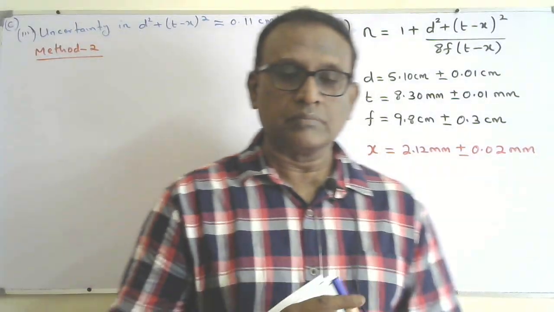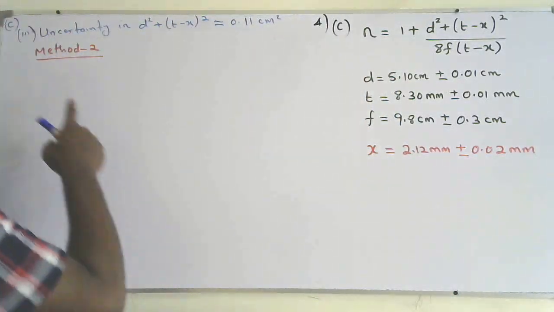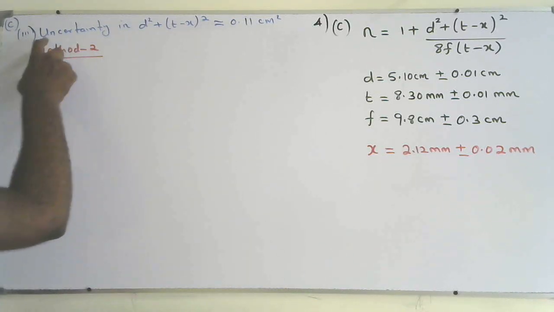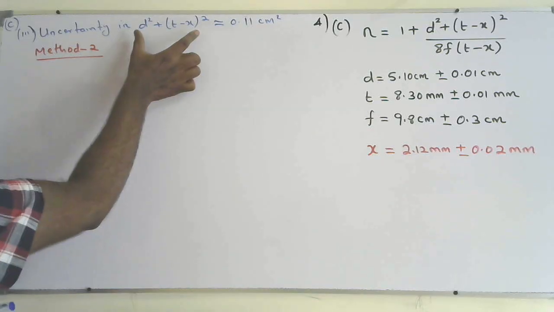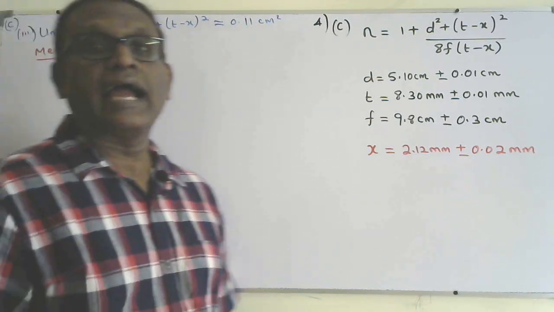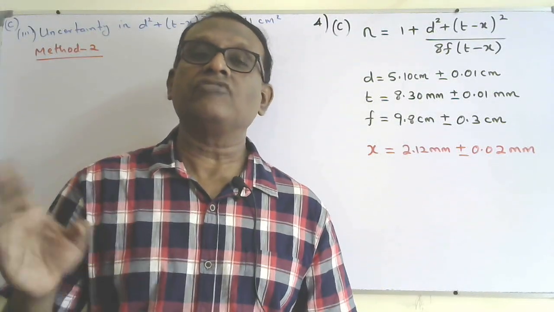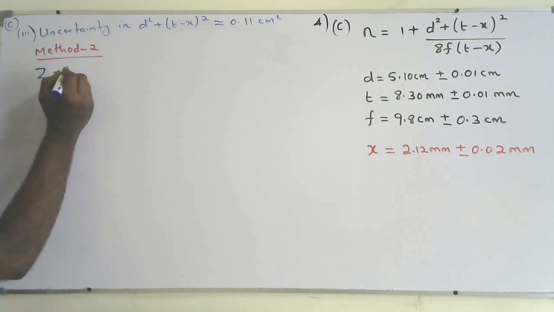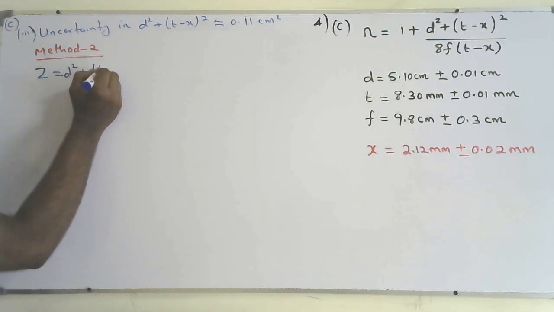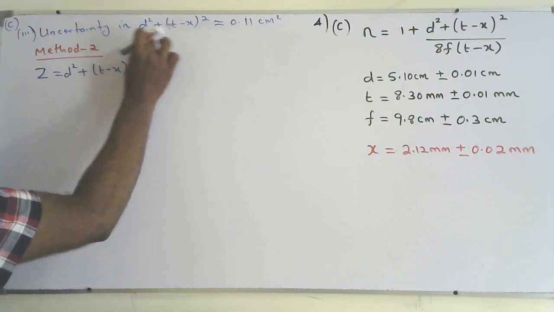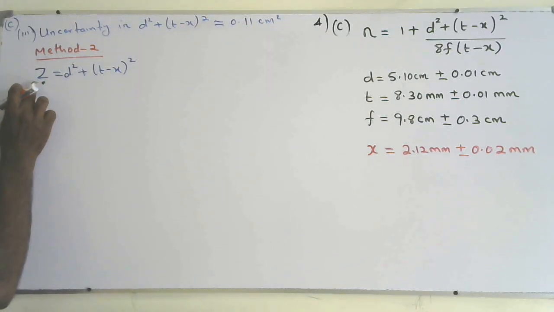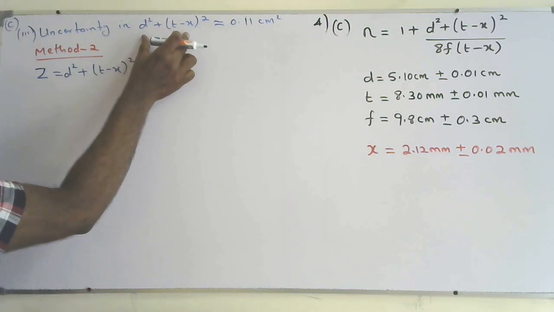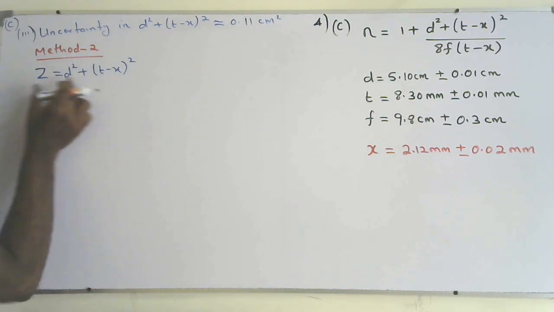Okay, so method 2 for the same question, part C, third part, question number 4. Okay, so I need to find the uncertainty in this one. So I'm going to find the maximum value of this one and the minimum value of this one, then half max minus min. So for simplicity, I'm saying I'm going to define z is equal to d squared plus t minus x all things squared. So that's the equation given. We need to find the uncertainty of this one, means I need to find the uncertainty of z, d squared plus t minus x. I need to find the uncertainty of that one. So I just let it be z.